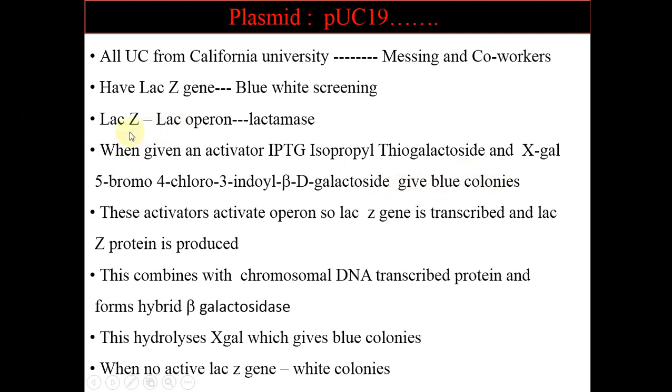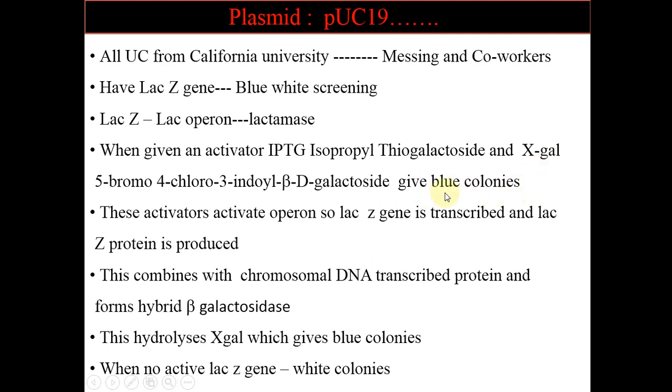When the lacZ gene is present and you provide IPTG and X-gal into the medium, this activator activates the lacZ gene. Once the lacZ gene is activated, it produces an enzyme, beta-galactosidase, and this beta-galactosidase cuts the X-gal substrate. X-gal is a substrate for beta-galactosidase, which develops blue color.